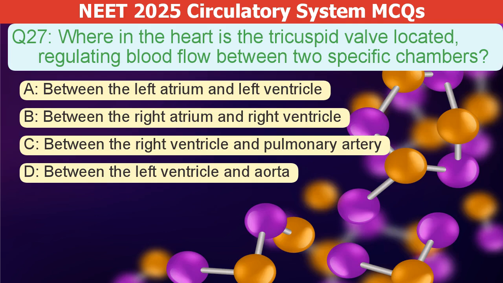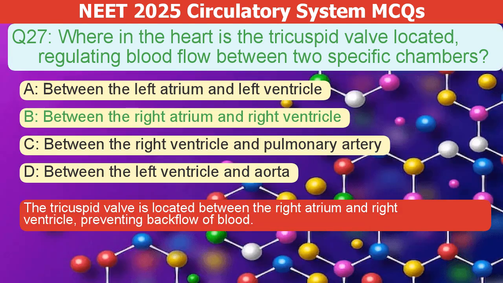Where in the heart is the tricuspid valve located, regulating blood flow between two specific chambers? A. Between the left atrium and left ventricle. B. Between the right atrium and right ventricle. C. Between the right ventricle and pulmonary artery. D. Between the left ventricle and aorta. The correct answer is B. The tricuspid valve is located between the right atrium and right ventricle, preventing backflow of blood.